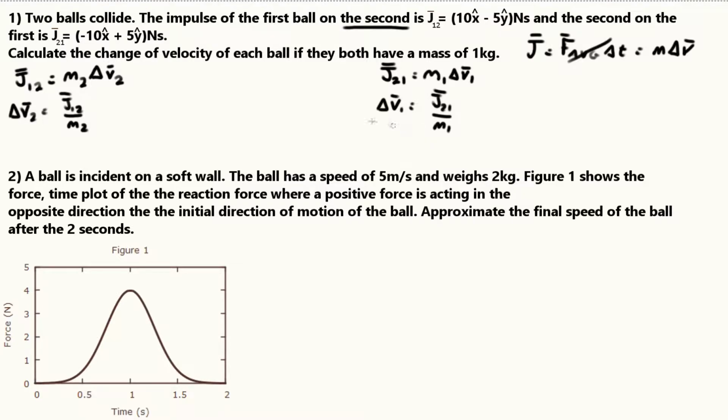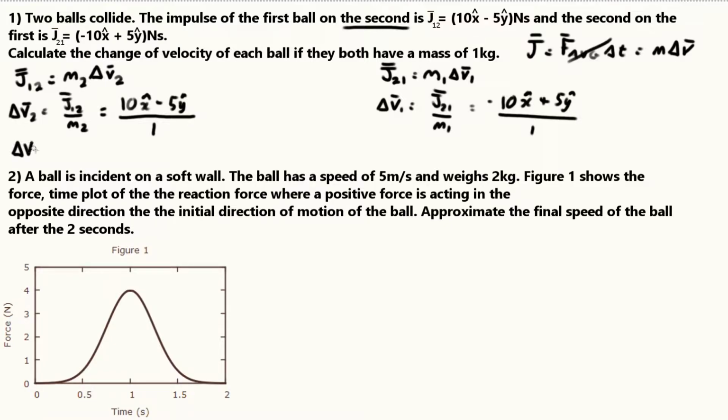Let's sub in our values. We know that J12 is 10x hat minus 5y hat, all divided by m2. Now both balls have a mass of 1 kilogram, and so therefore we have 1. And then in this question, J21 is minus 10x hat plus 5y hat, for J21, divided by the mass, which is 1 kilogram.